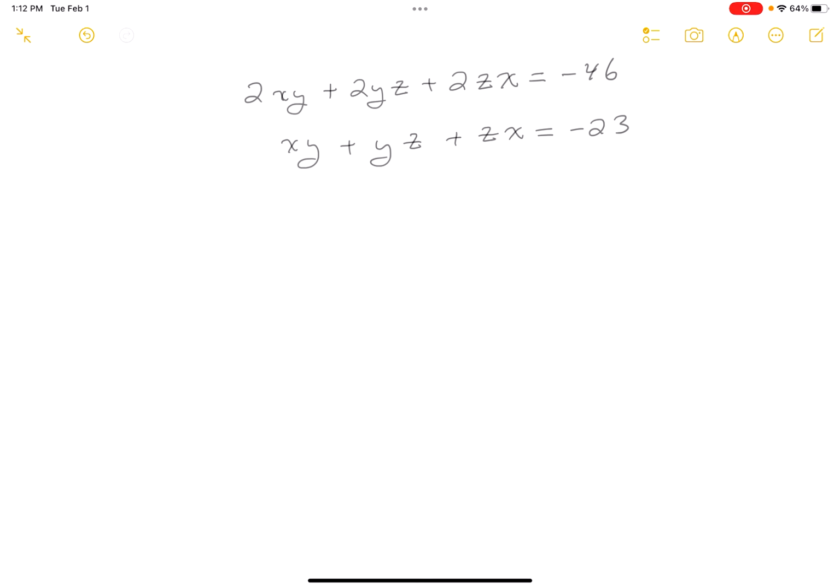I'm seeing this xy and yz. What is that? That equals minus 8, right? So those two terms together equals minus 8, plus zx equals minus 23. So zx is going to be equal to, what would that be? Minus 15, right?